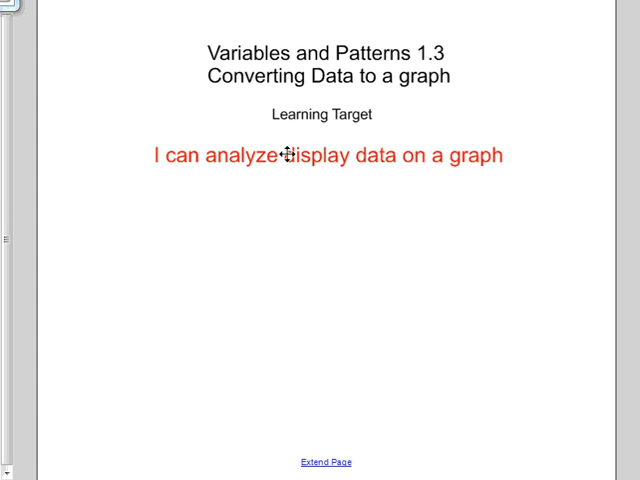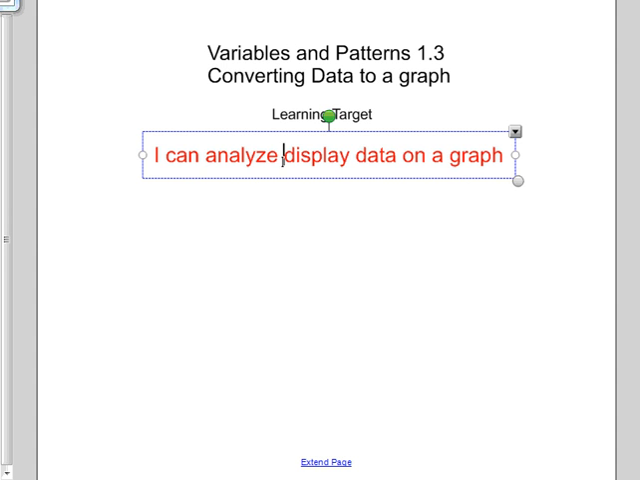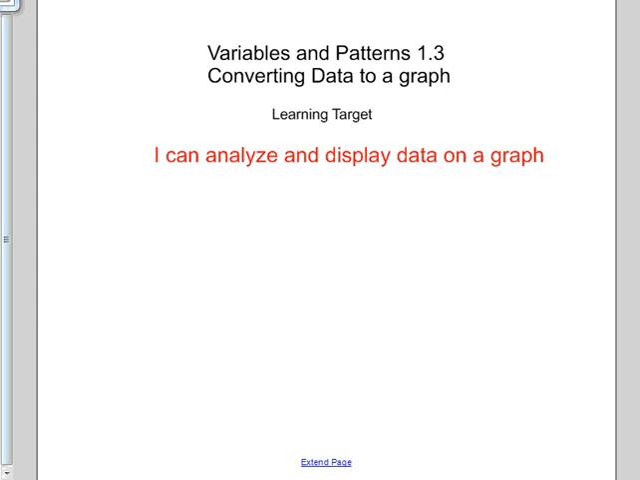Let me change that. I can analyze and display data on a graph. There we go. All ready? Moving on.